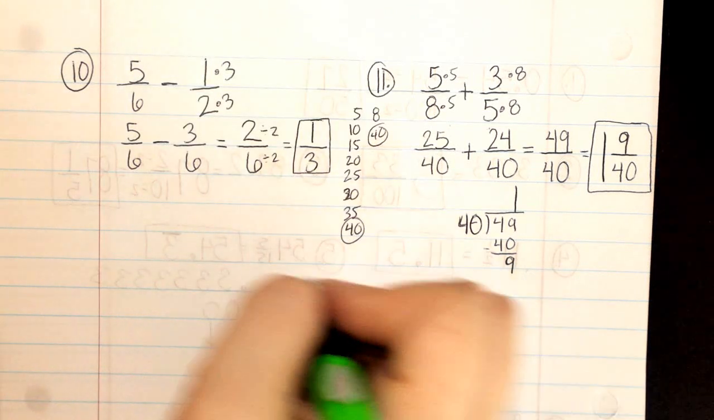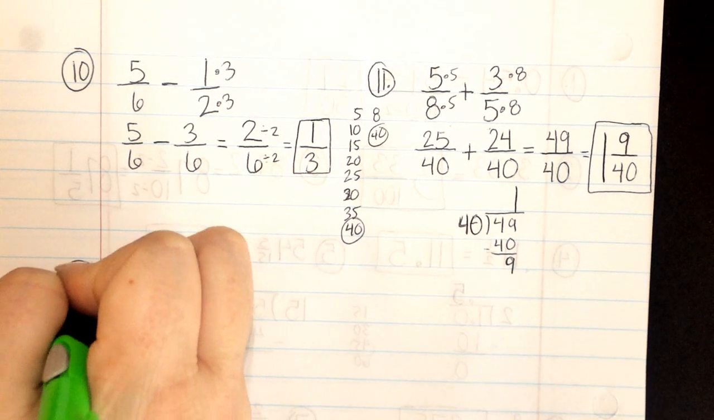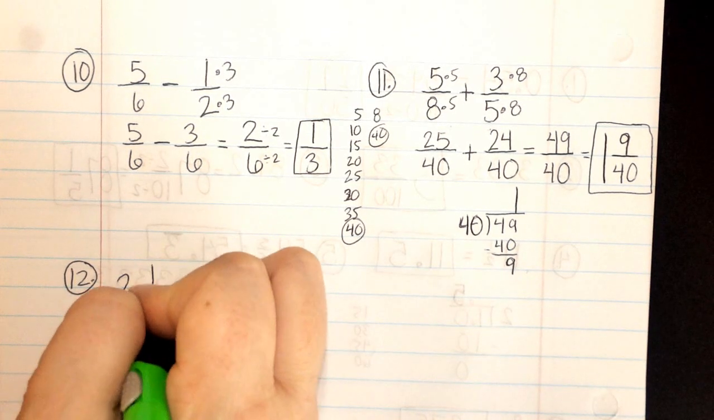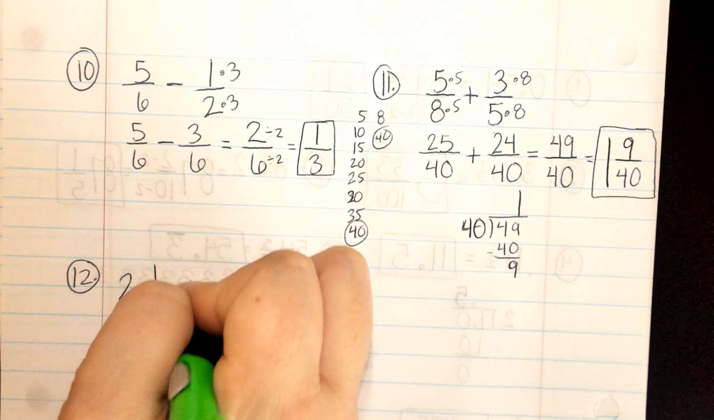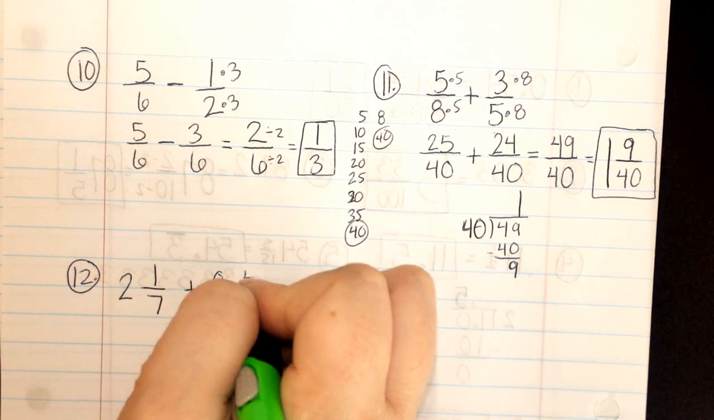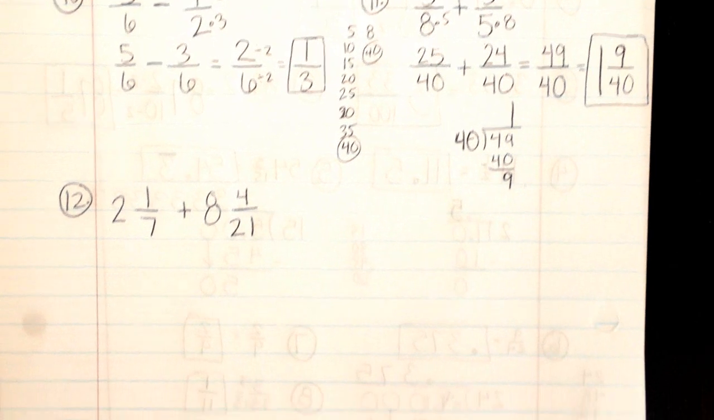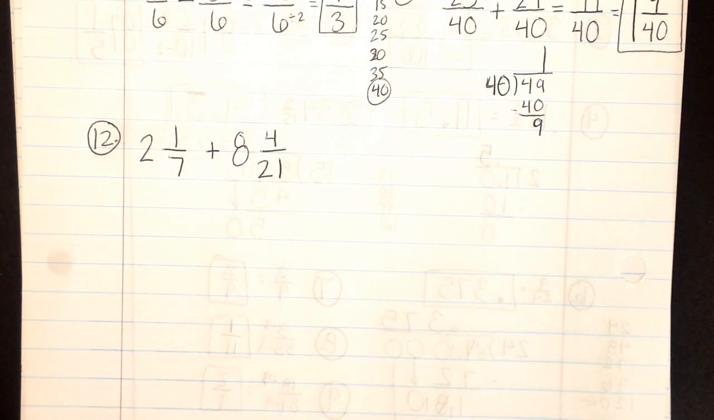All right, number 12. So we have 2 and 1/7 plus 8 and 4 over 21. All right, you'll notice I'm writing these numbers big just so it's easier to work. We have this whole paper to use. Don't squeeze it into one little piece on the paper.